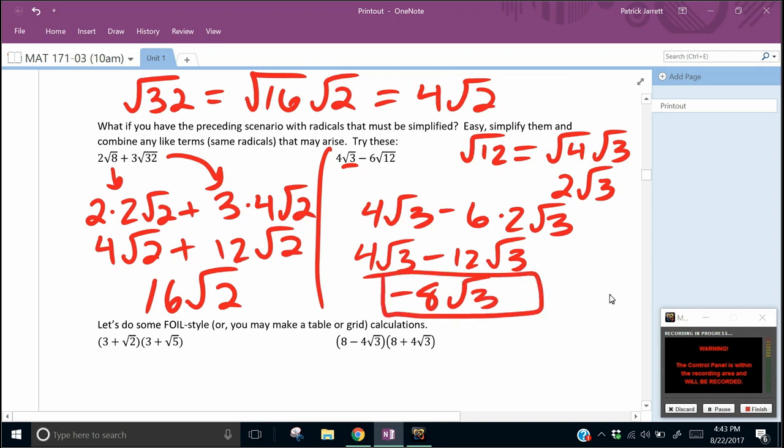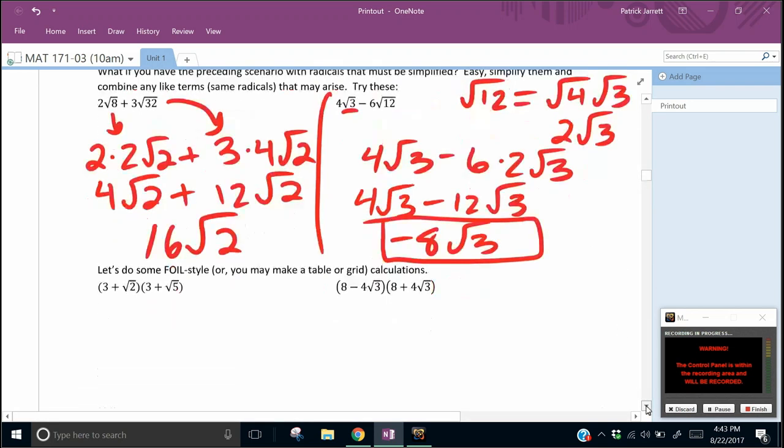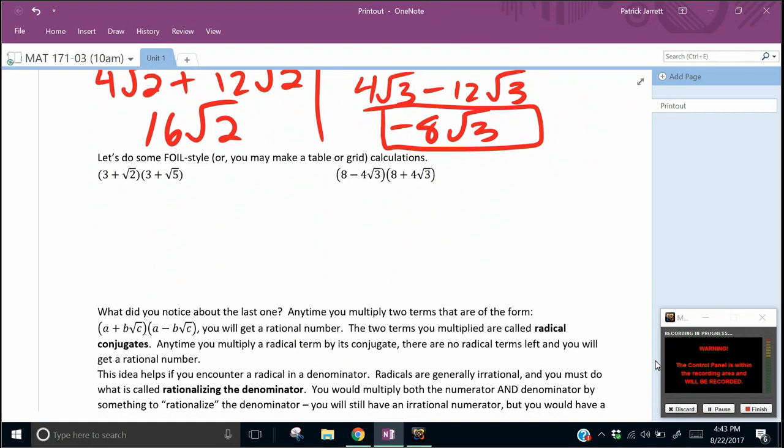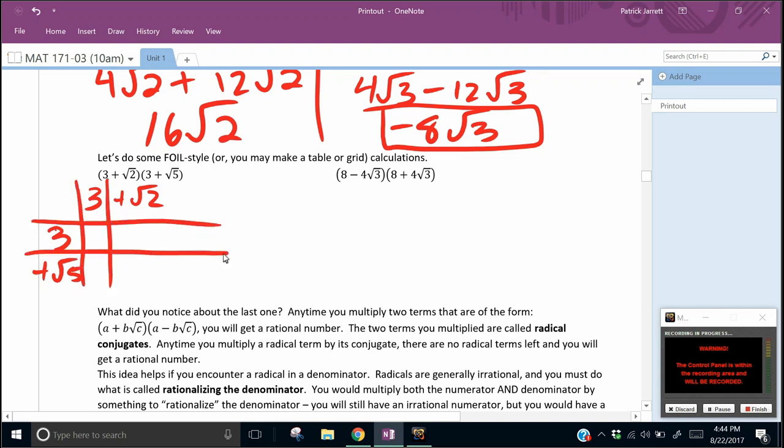Now, for the next part, do some FOIL style. This is going to help whenever we get into complex numbers. Now, what we can do here, remember, it's wholes by wholes, radicals by radicals. So, I can put this, let's do this FOIL style, 3 plus square root of 2, then 3 plus root 5. So we do that. So you have 9 and then 3 root 2. 3 times root 5 is 3 root 5. Root 2 times root 5 is root 10.